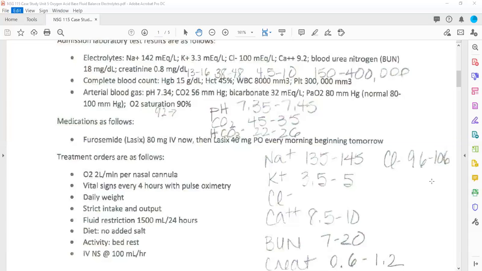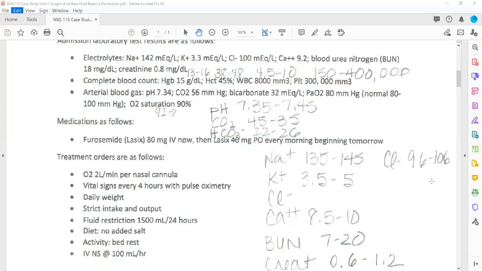His CO2 is 56, and we know that a CO2 greater than 45 is more acidic, okay? Bicarbonate is 32, which is more than the higher limit for bicarbonate. And then looking at his PaO2, which is the partial pressure of oxygen that's carried in the blood, it should normally be 80 to 100. And so that's the amount of oxygen carrying capability that our red blood cells have. And so that's normal. His O2 sat, we already said, was 90%, and that should be 92%.